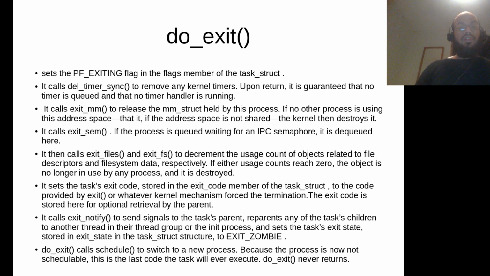And then it notifies the parent that it's exiting, okay? And then it actually calls the scheduler to tell the scheduler that, oh, I have just exited. Okay, so these are the steps that are taken by the do exit system call, the do exit kernel method.